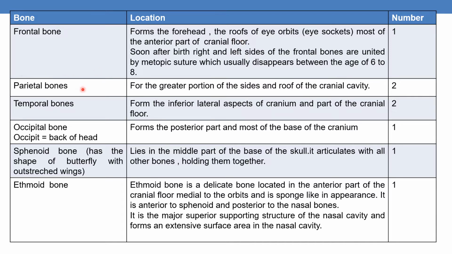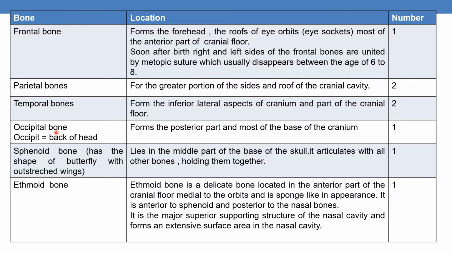Then there are 2 parietal bones. They form the greater portion of the sides and roof of the cranial cavity. The next are the temporal bones. They form the inferior lateral aspects of the cranium and part of the cranial floor.